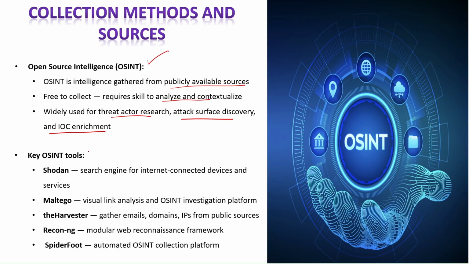Some key OSINT tools include Shodan, a search engine for internet connected devices and services. Next is Maltego, which is a visual link analysis and OSINT investigation platform. The Harvester gathers emails, domains, and IPs from public sources. Recon-ng is a modular web reconnaissance framework, and SpiderFoot is an automated OSINT collection platform.